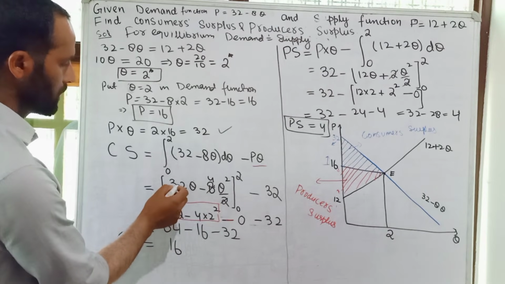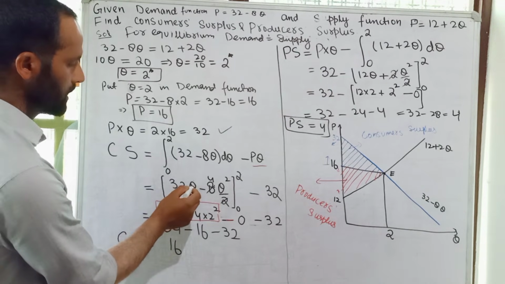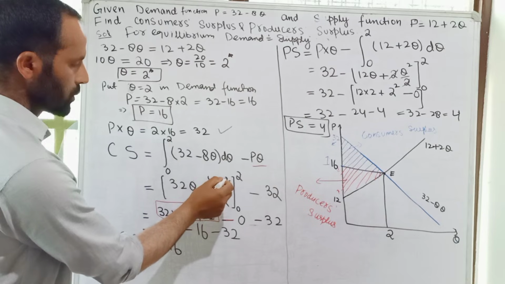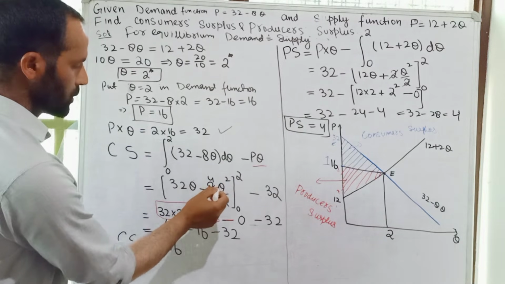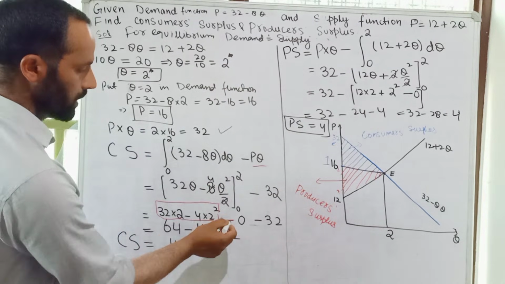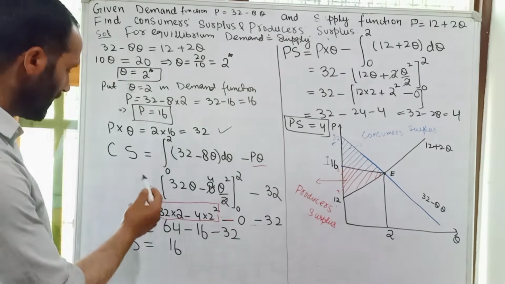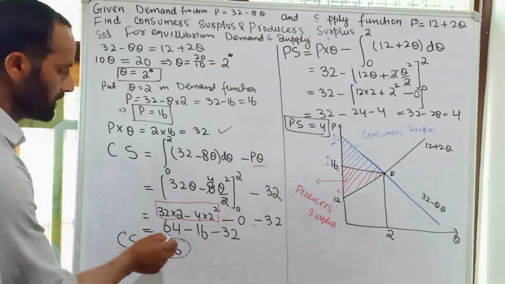Now when Q is equal to 0, 32 into 0 will become 0, minus 4 into 0 squared, so this term will also become 0. So this is 0 minus 0, which I have written here as 0, minus 32. Now after solving this, we got the consumer surplus.